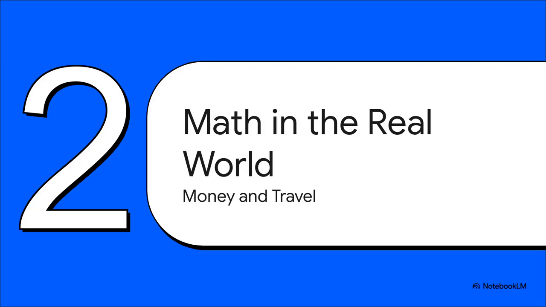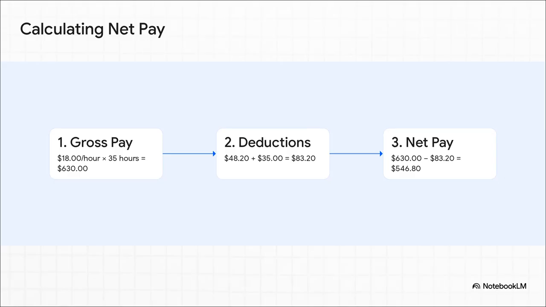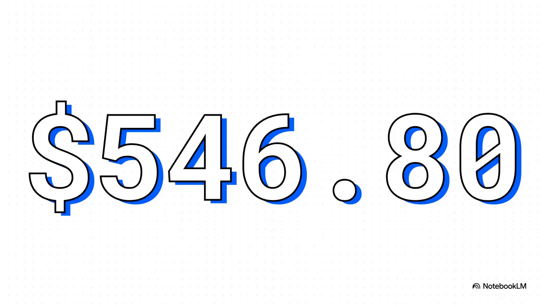All right, so we've sharpened up our logic tools. Now, let's take them out for a spin in the real world with situations you're actually going to run into, like figuring out your paycheck or planning a road trip. At first glance, this might look a little intimidating, but trust me, it's just a simple 3-step recipe. First, you calculate all the money you earned. That's your gross pay. Then, you add up all the money that gets taken out, your deductions. And finally, you just subtract those deductions from what you earned to find out what you actually get to take home.